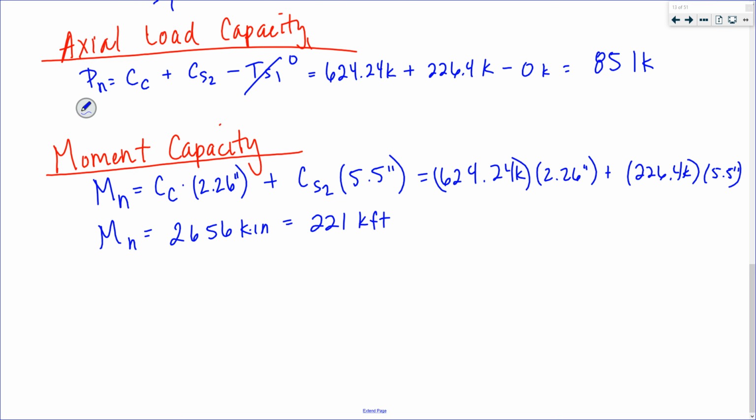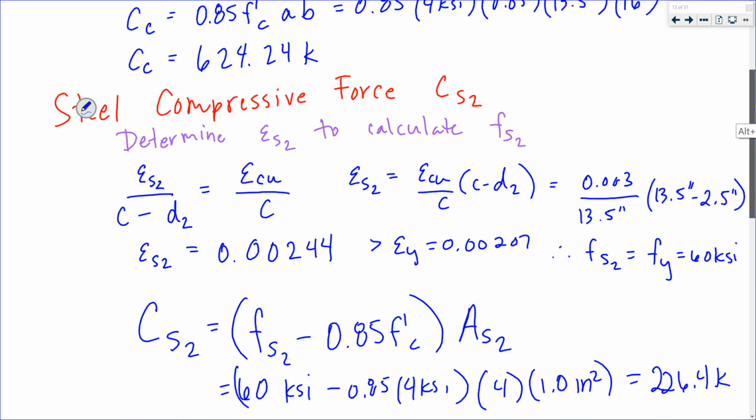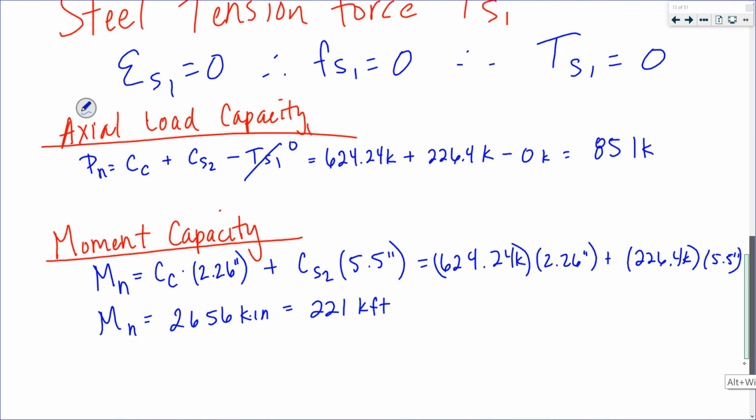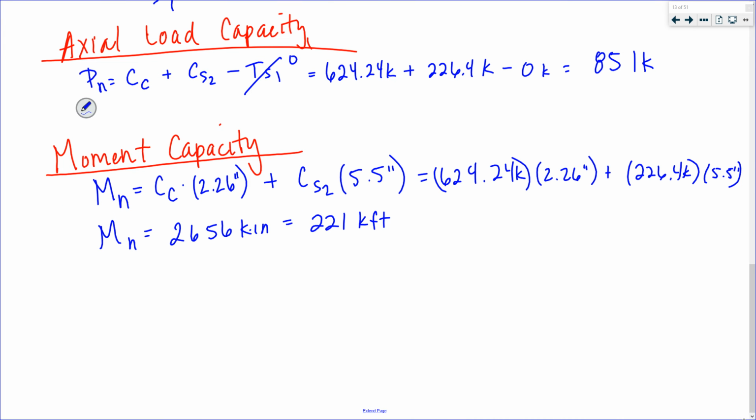So that is for one assumed strain profile. This one was the onset of cracking, so strain in my concrete is epsilon cu, but I have no strain in my tensile reinforcement. So I only have forces associated with my concrete compression and my compression steel. Add those up and you get your axial capacity, take the moment about the centroid and get your moment capacity. Okay?